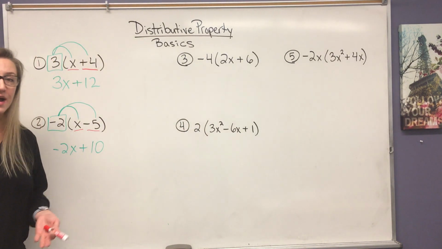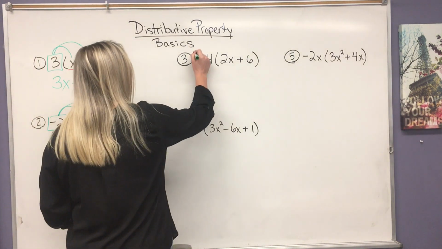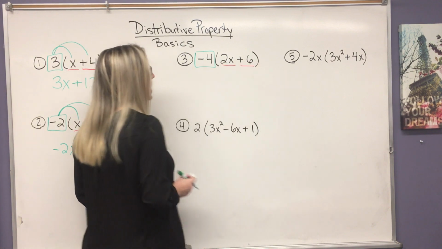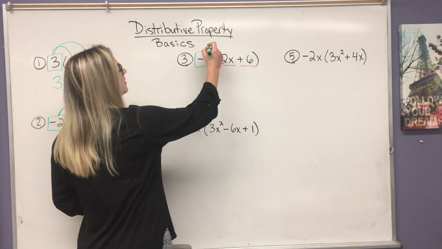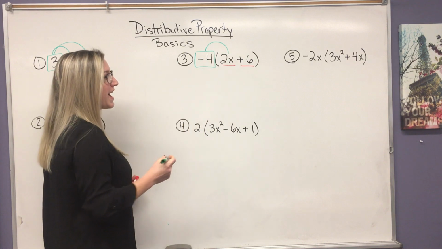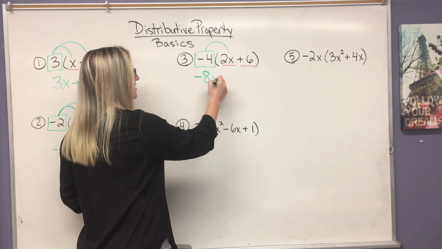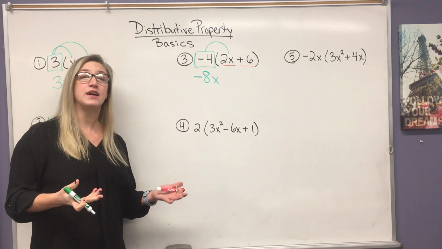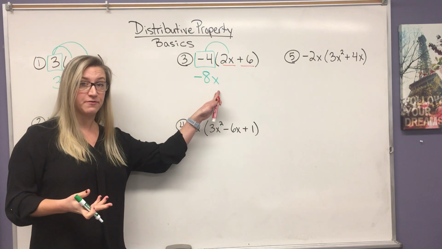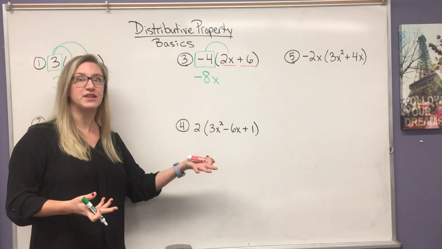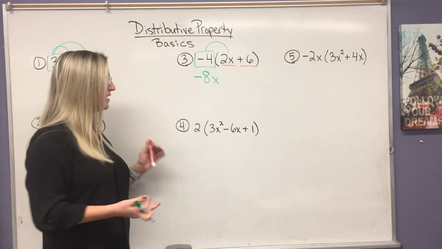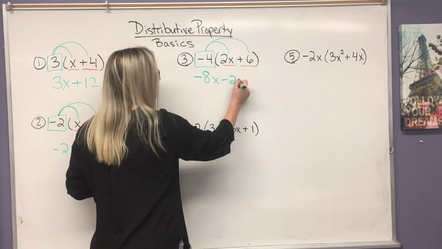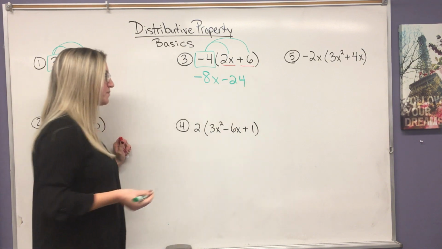Once again, we also have a negative here. So we have negative 4 being multiplied to 2x and a positive 6. Negative 4 times 2x is negative 8x. You're just going to multiply the numbers and attach your variable, because x times negative 4 is still negative 4x, but then we also have to multiply by 2, so that's how we get negative 8. Negative 4 times 6 is negative 24.